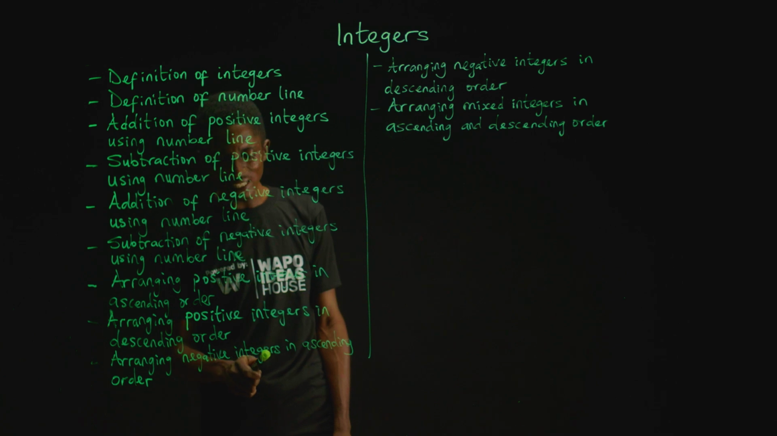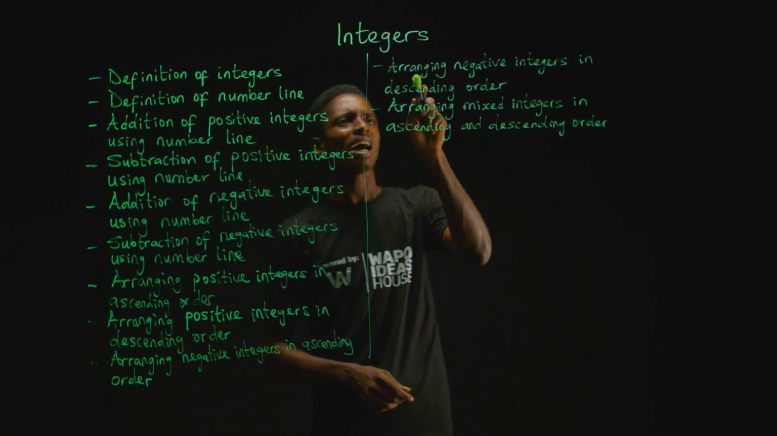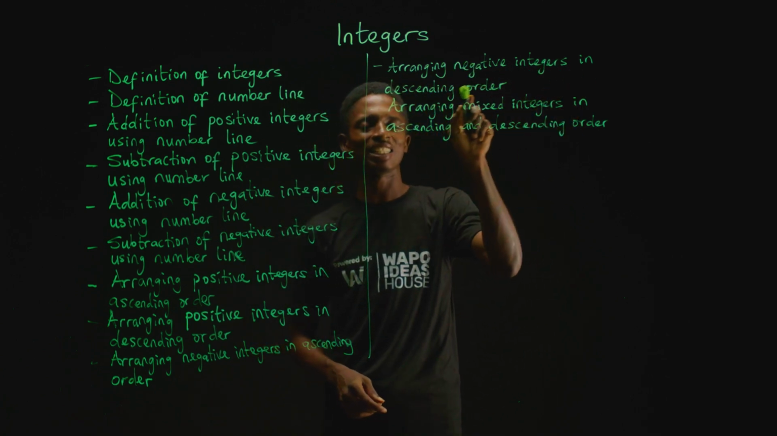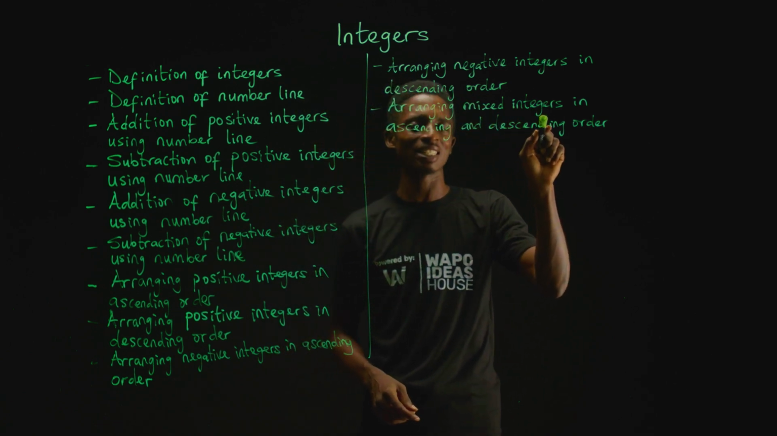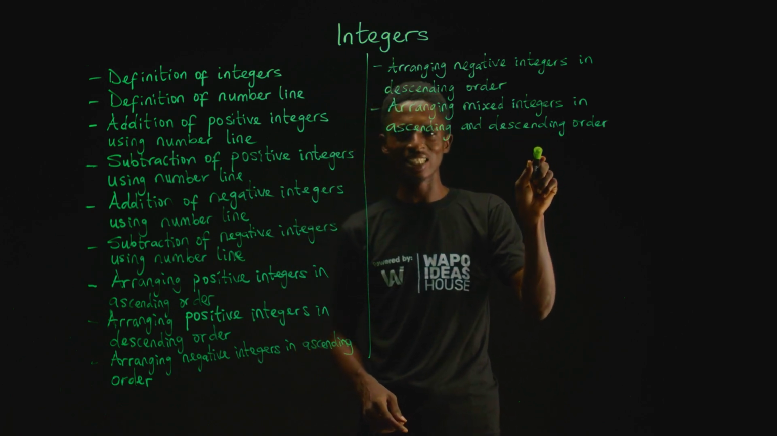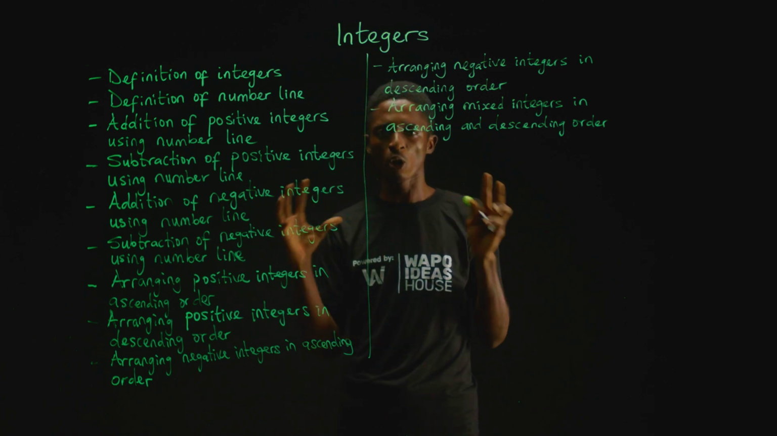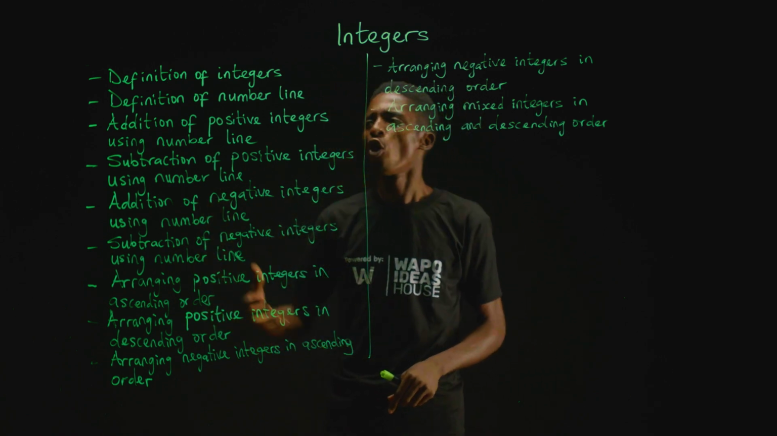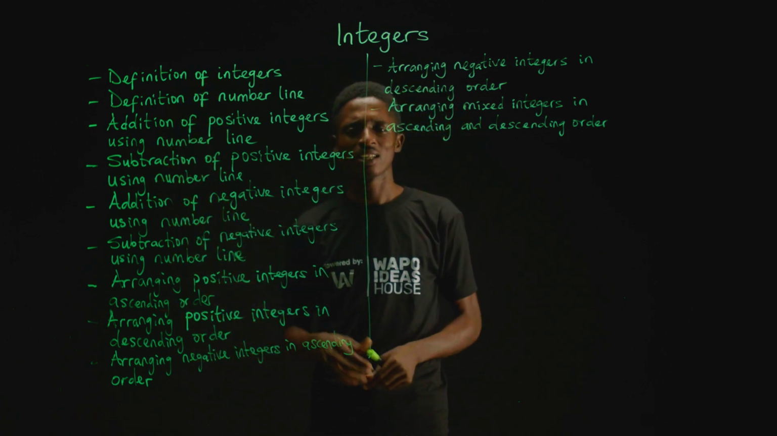arranging negative integers in ascending order, arranging negative integers in descending order, and then arranging mixed integers in ascending and descending order. By the end of this topic, we expect that you should be able to perform tasks on each of these itemized objectives. Thank you.